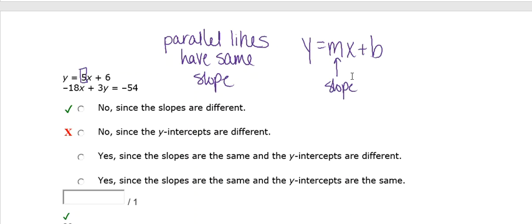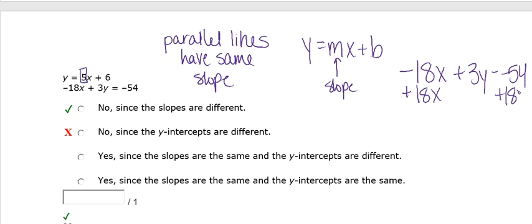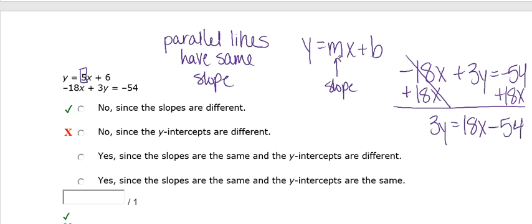The problem, though, is that the second equation isn't in slope-intercept form, and we need to get it in slope-intercept form so that we can compare the two slopes. So we're going to write the equation. The first thing you do when you're trying to get an equation into this form from standard form is move the x term to the other side. So we're going to add 18x to both sides. I always teach students to put the x term first because it's mx plus b. The x term comes first, so squeeze that 18x up in front of that negative 54.